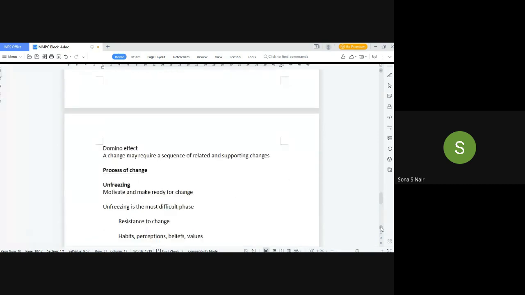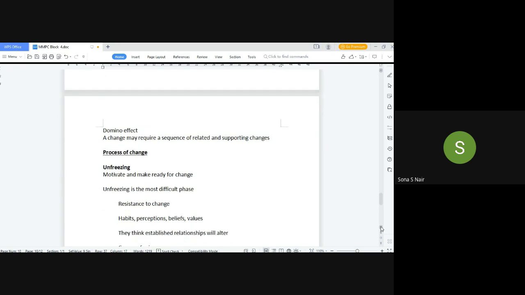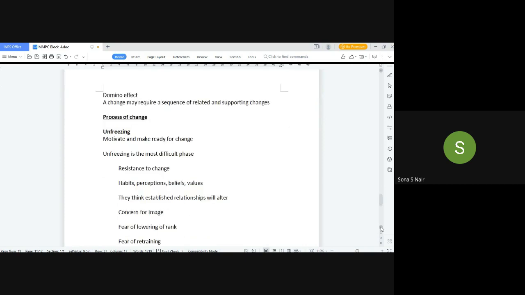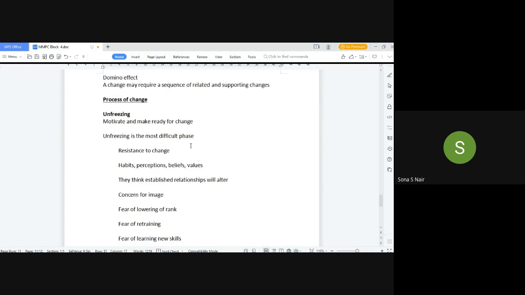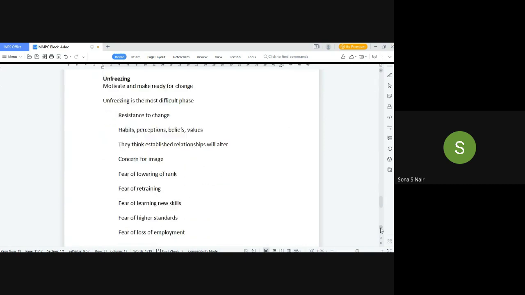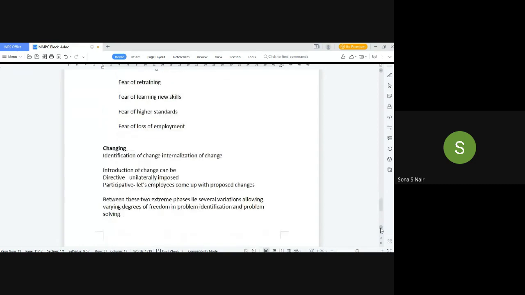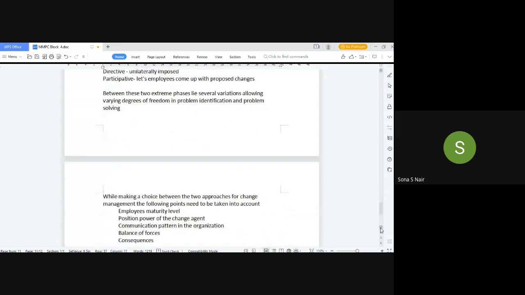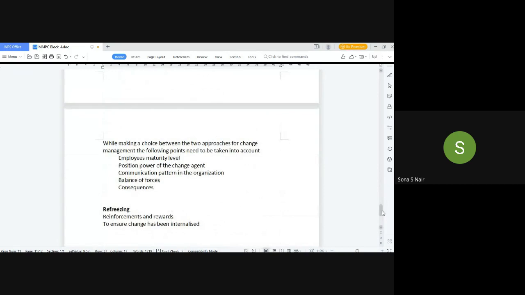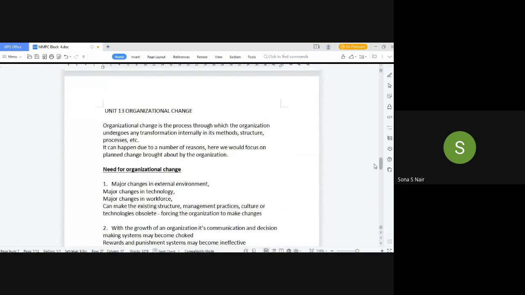The second thing, we were talking of dimensions of change. Let's come to the process of change. How does change actually happen? There are three phases in the process of change. The three phases are unfreezing, changing, and refreezing. Okay? What do you mean by unfreezing?